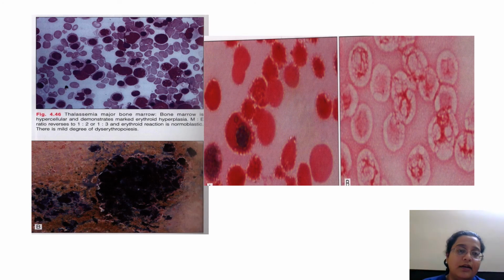Okay, again, marrow will show marked erythroid hyperplasia with reversal. It might show dyserythropoiesis, quite common. Multiple transfusion will show you increased iron. See this dark blue iron. This is grade 4, grade 5 iron, and this happens after multiple transfusions.